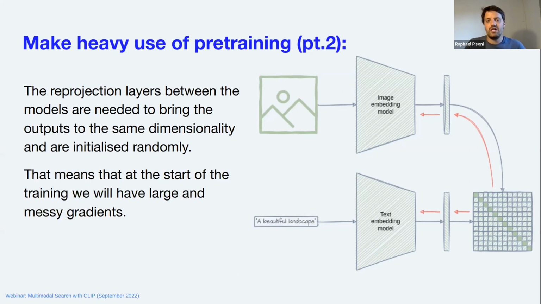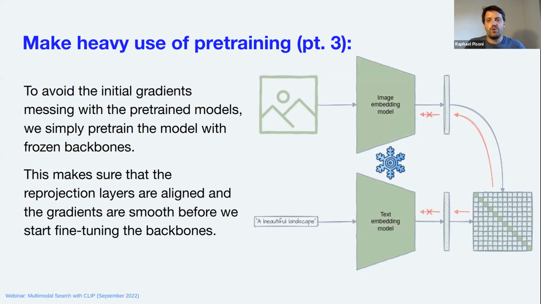So the way we fixed that was that we basically froze both the embedding models and didn't let the gradients flow from the reprojection layers to the original embedding models. And so we were able to basically align the reprojection layers before we started training the entire models. So that means that in the end, after this alignment process, we had much smoother and better gradients for fine-tuning the backbones then.